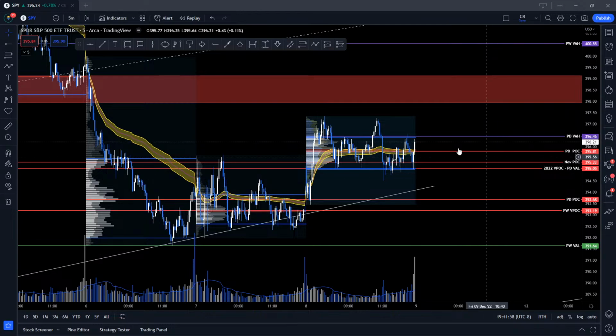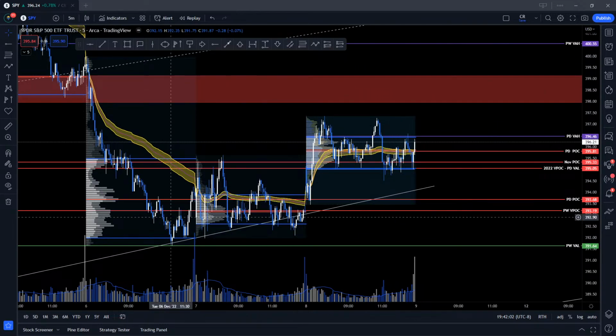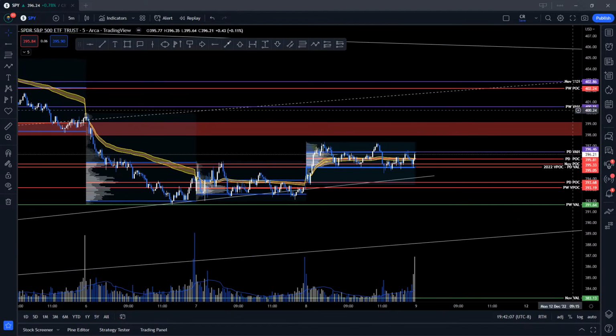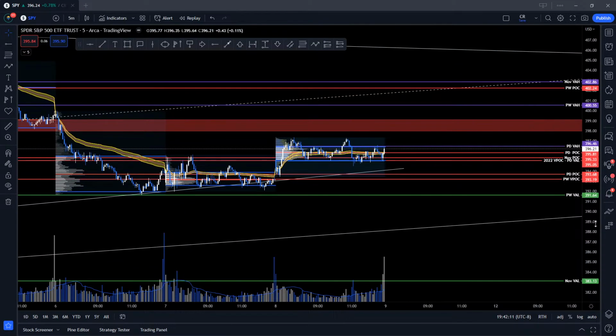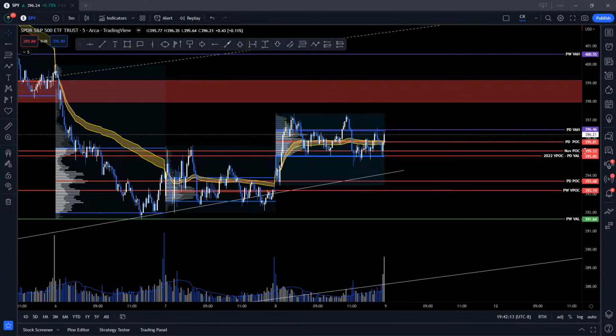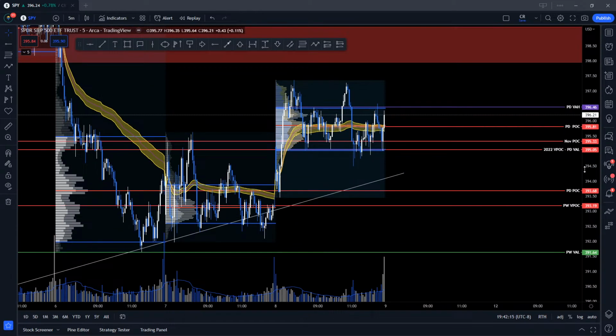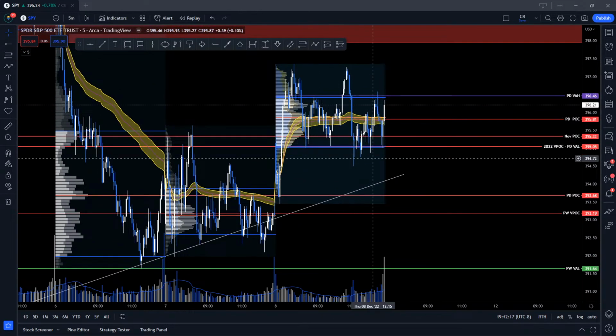Most people have access. I've posted the link to my TradingView, so you can grab my levels. Or you can look at this here. You'll have to pause probably, but these are my levels for tomorrow on SPY.